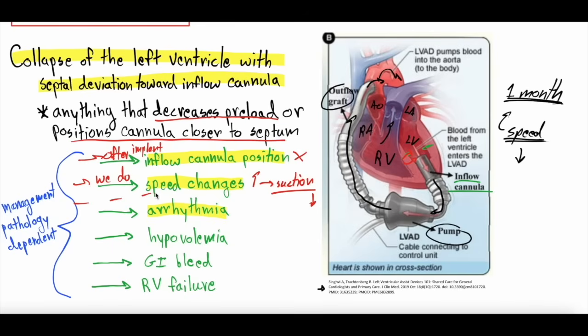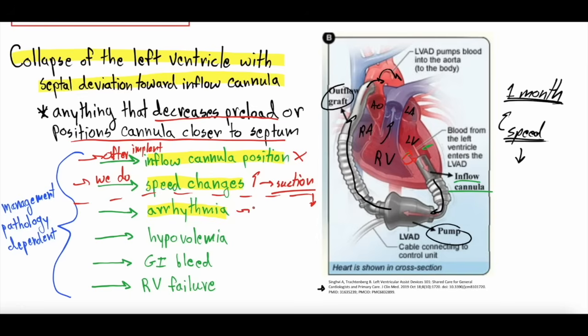These, though, are pathological things below this dotted line. Arrhythmia, hypovolemia, GI bleed, RV failure, right? These are pathologic things. So this is the patient who's had their LVAD for a year. They haven't had any speed changes. They haven't had an issue with suction events. Now they come in with suction events. These are some of the things we have to think about.